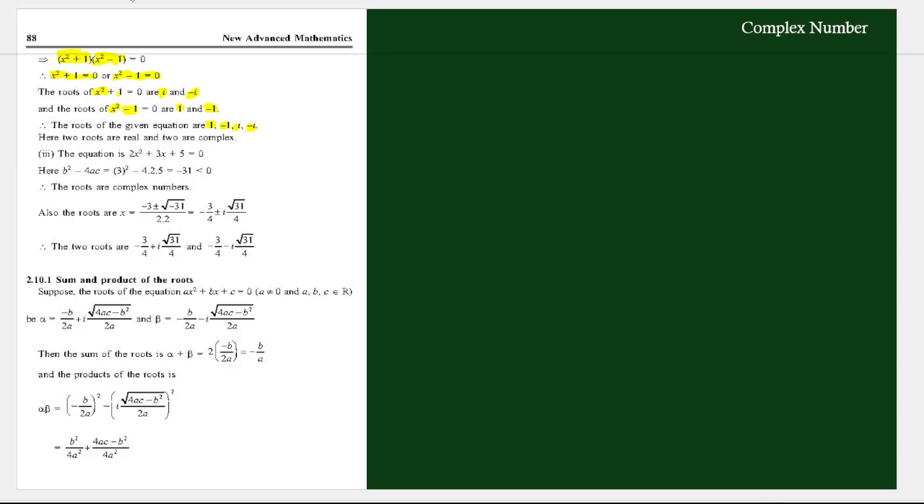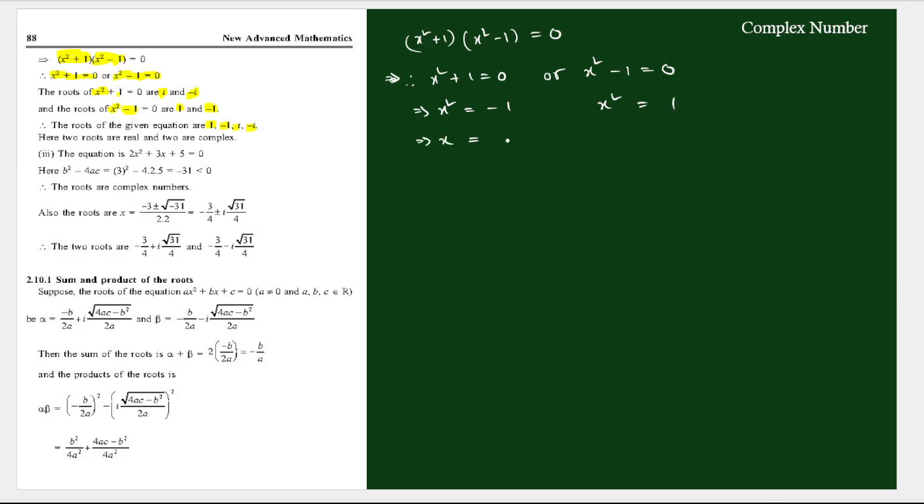Let me show how this i came from here. x square plus 1 times x square minus 1 equal to 0. Therefore x square plus 1 equal to 0, or else x square minus 1 equal to 0. So x square equal to minus 1, and for the other one, minus 1 goes to the other side, plus 1.